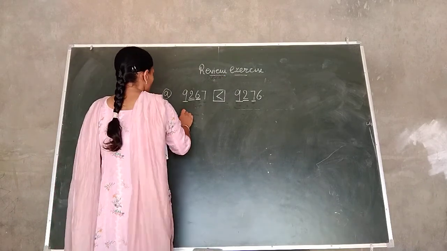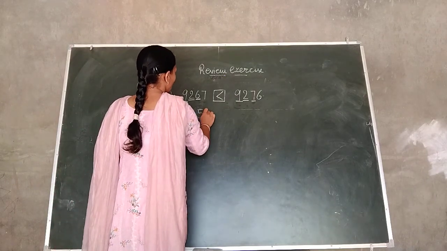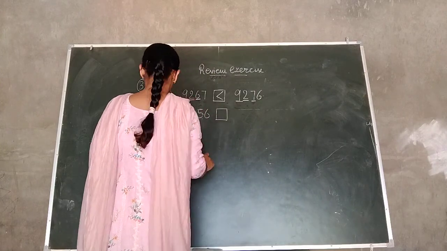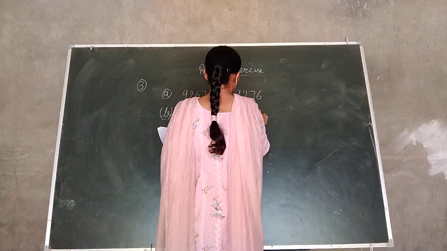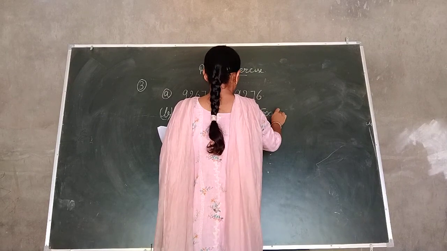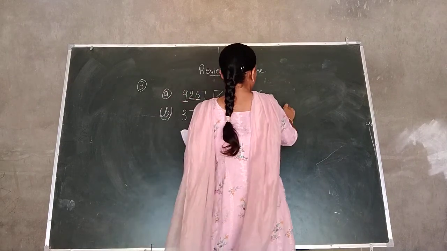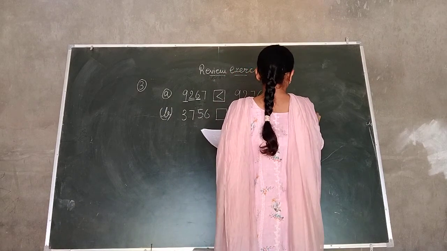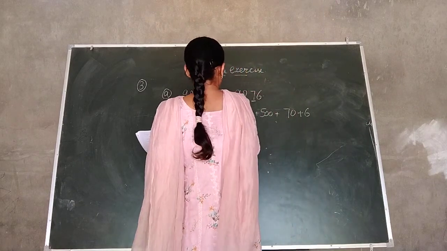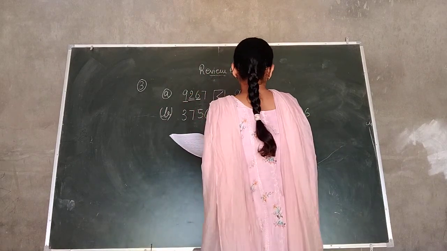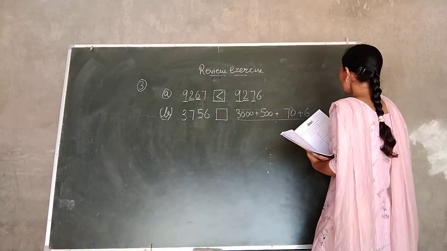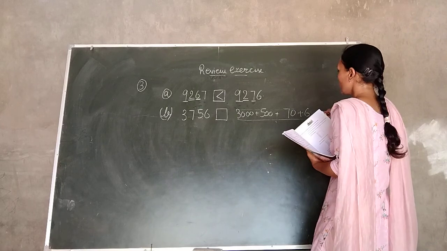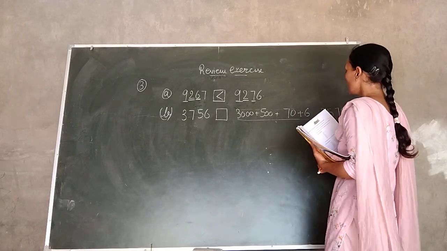Next, B part: 3756 and 3000 plus 500 plus 70 plus 6. First of all, we will write the short form of this number. In ones place we have 6, in tens place we have 7, in hundred place we have 5, and in thousand place we have 3.